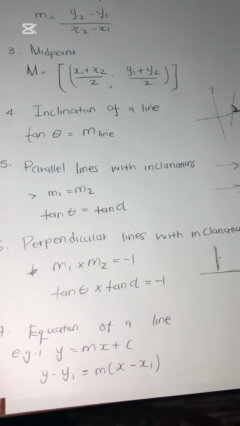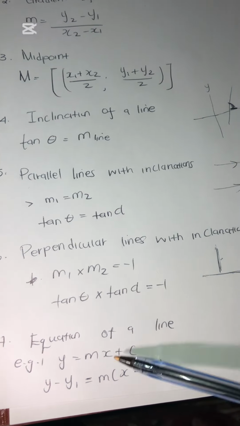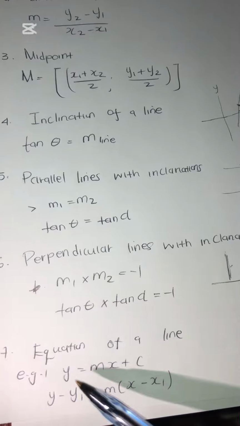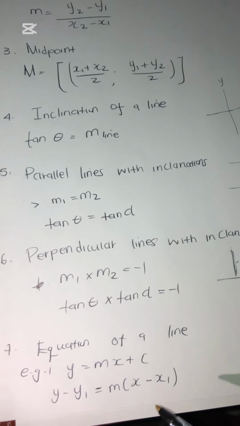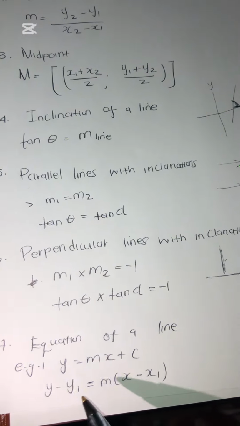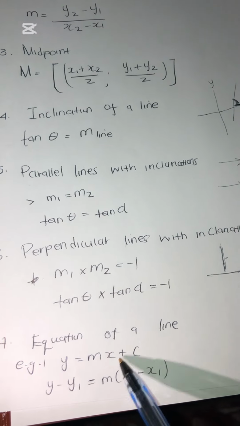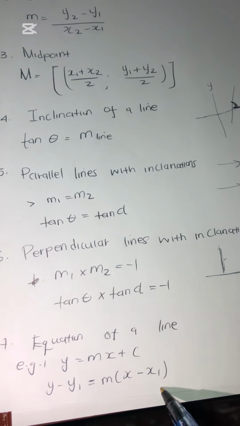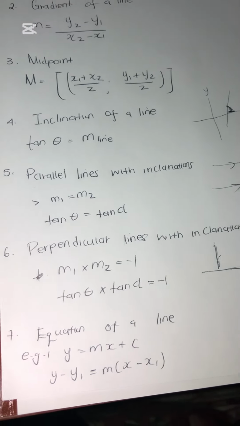Equation of a line. There are two formulas you can use. I think there's a third one, but I wrote these two. Very simple. You have a gradient, and c is the y-intercept. Then straight to the point. Here you have the gradient and the coordinates. Straight to the point.